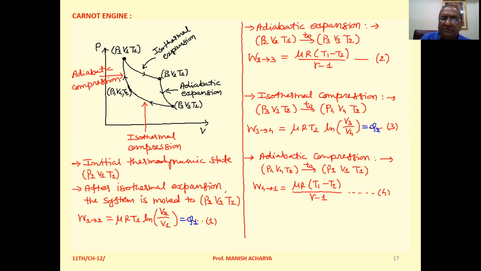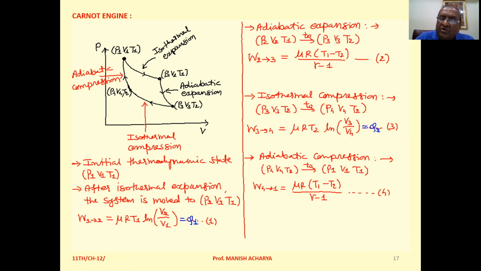Then the first process, isothermal expansion. In an isothermal process, the temperature remains constant. Expansion of the working substance, the ideal gas, takes place, so volume will increase. If volume increases, then pressure decreases. Temperature is constant here. So after isothermal expansion, suppose the system reaches the second thermodynamic state, in which the pressure is P2, volume is V2, and temperature is T1.